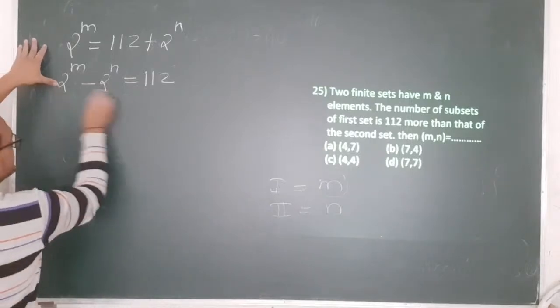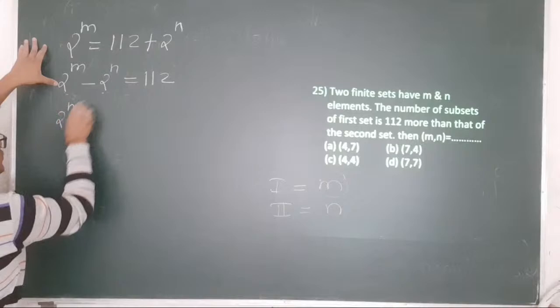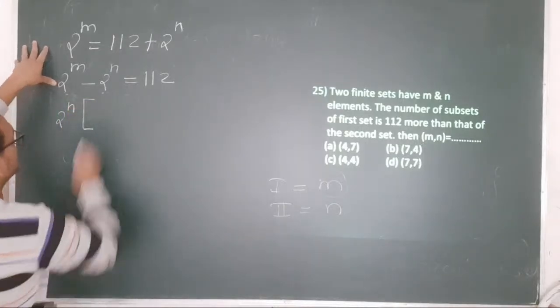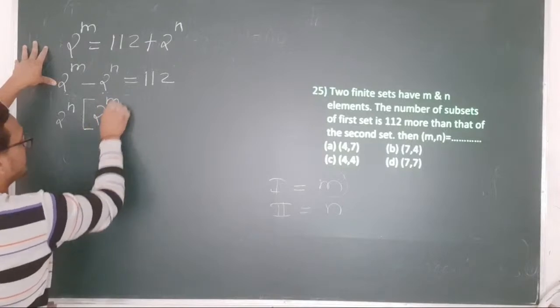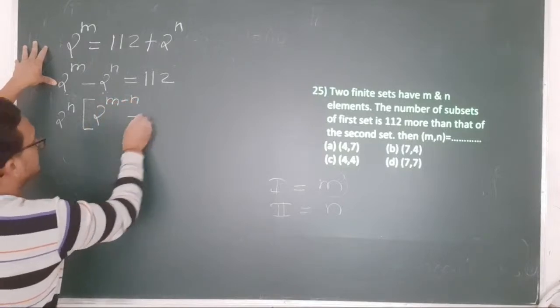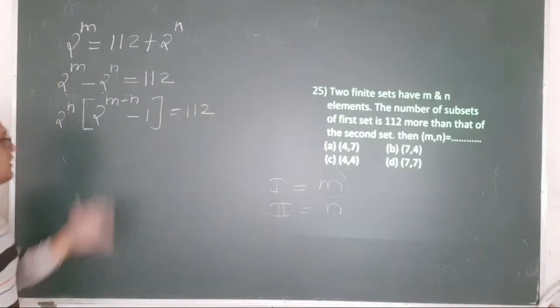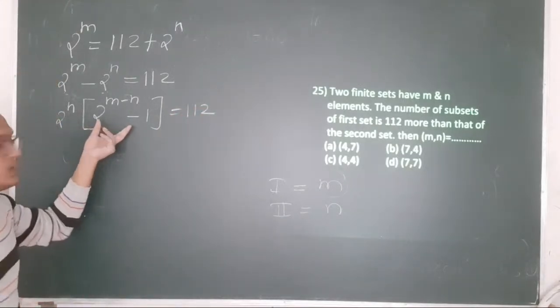So from this I take out 2 to the power n as common. What is left? 2 to the power m minus n, minus 1, is equals to 112. I hope you know how to take out the common.